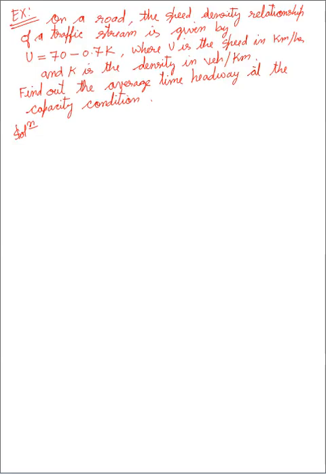On a road, the speed density relationship of a traffic stream is given by u is equal to 70 minus 0.7 k, where u is the speed in kilometer per hour and k is the density in vehicle per kilometer. Find out the average time headway at the capacity condition.